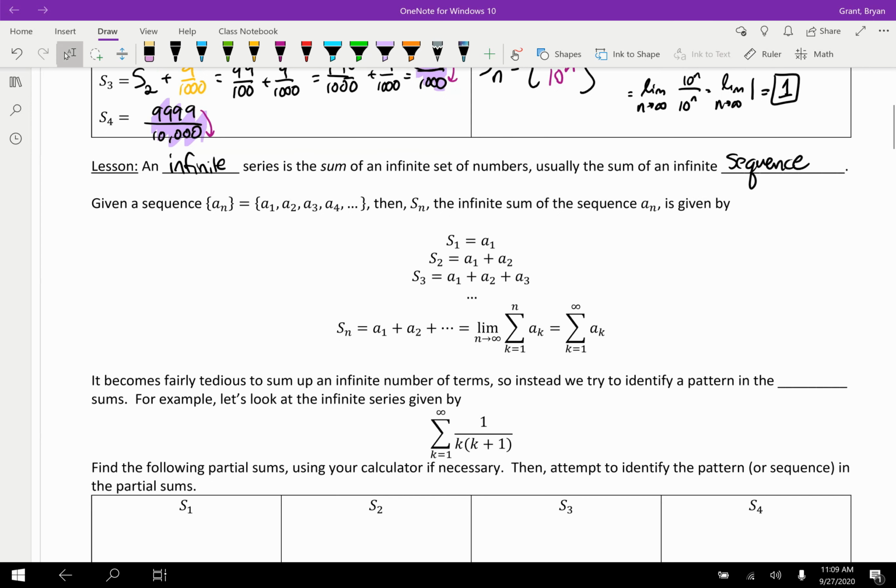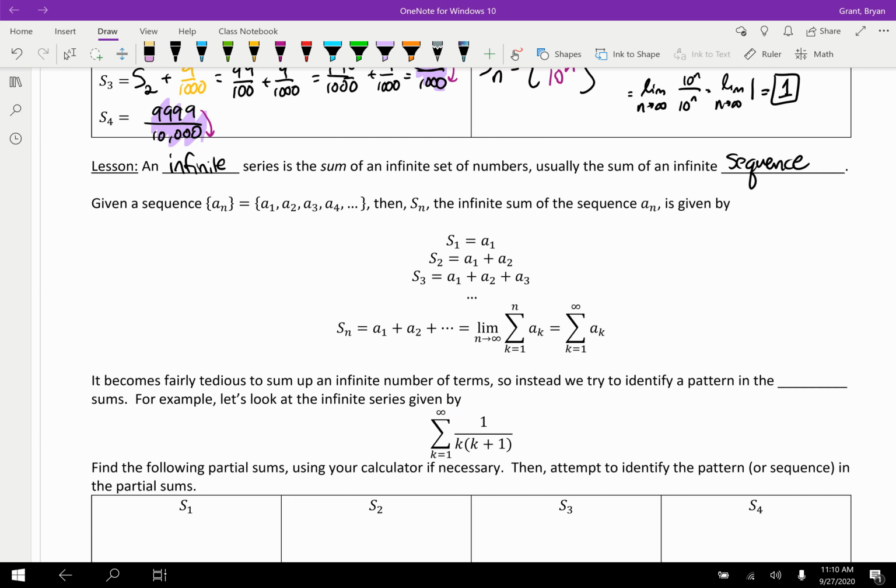We usually discuss sequences in terms of a sub n, lowercase a, and we write them as individual terms. Well then, S sub n, which is going to be the infinite sum of the sequence a sub n, is given like such. We could say S sub 1, our first partial sum, is just the first term of the sequence. S sub 2 is the first 2 terms added together. S sub 3 is the series of the first 3 terms. And S sub n, where n is where we want to stop, could be shown by adding up like this.